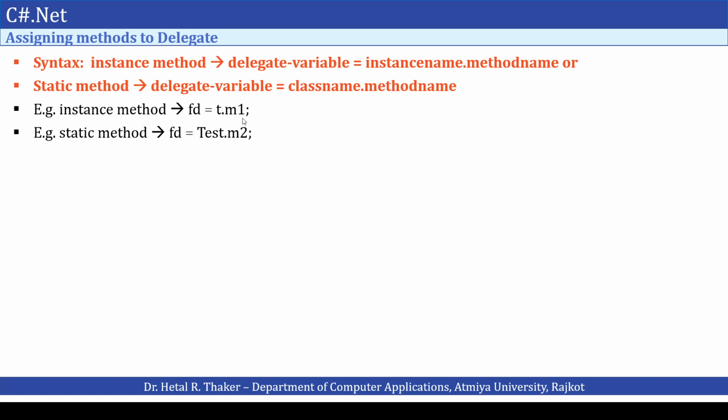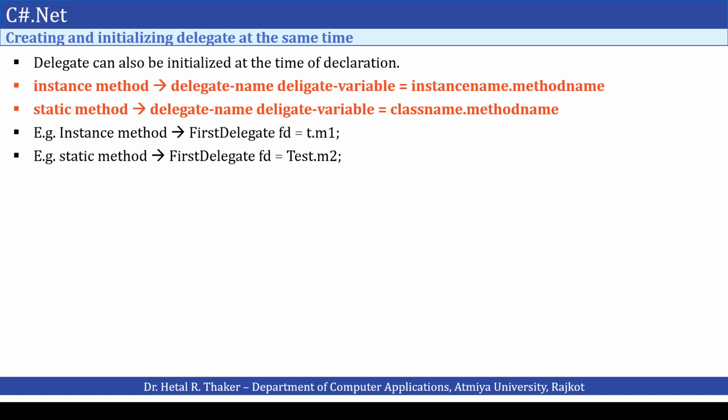Here you can assume that t is an object of test class. Or in case if it is a static method, you can write fd equal to test.m2, where m2 is a static method. The way we use primitive variable and we declare a primitive variable integer x and later on we assign a value x equal to 2, or when we are creating a variable at the same time we can initialize integer x equal to 2. Similar thing you can do for the delegate as well.